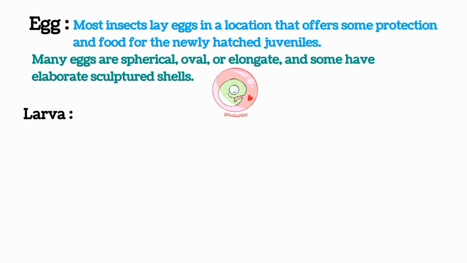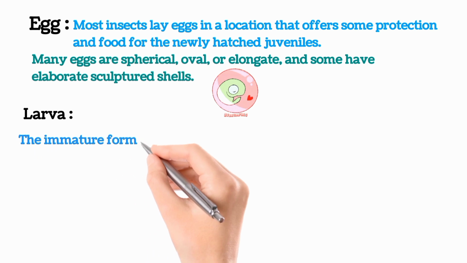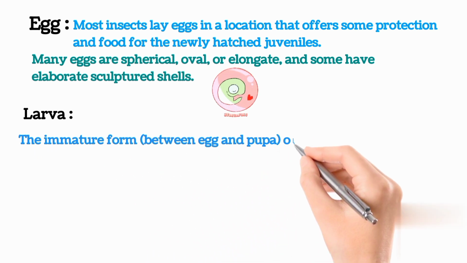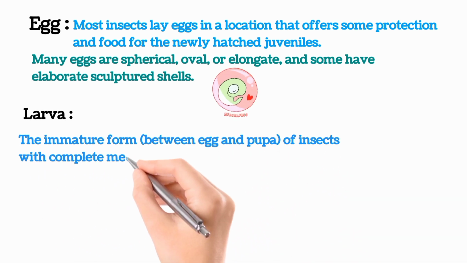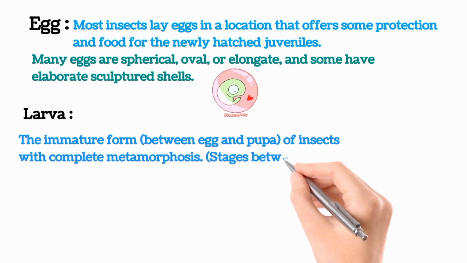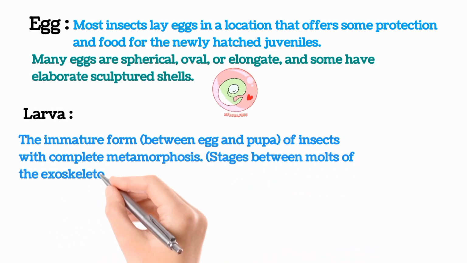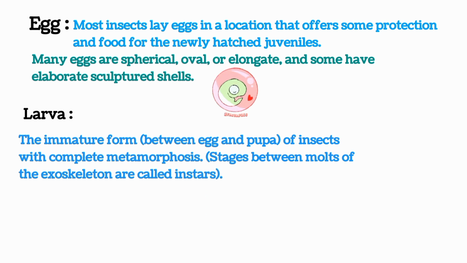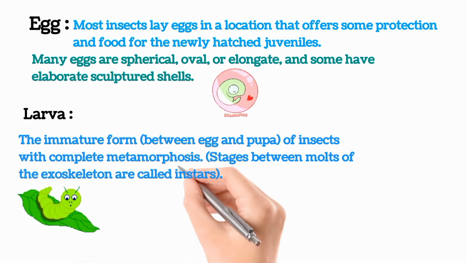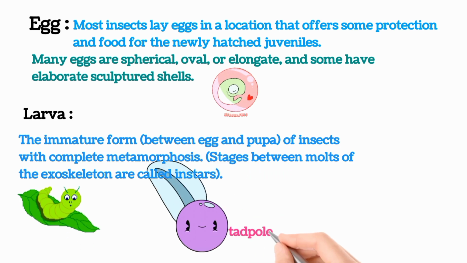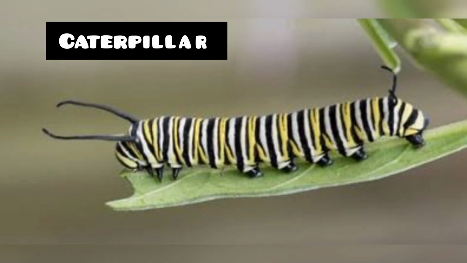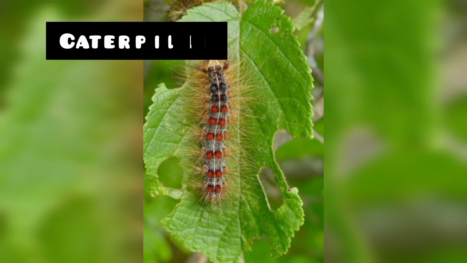Now when the egg hatches, it turns into a larva. It is the immature form between the egg and the pupa of insects in complete metamorphosis. If the young one is totally different from its adult stage after hatching, we call it a larva. The larva passes through different stages, and the stages between molts of the exoskeleton are called instars. Now let's enjoy the larval stages of different organisms.